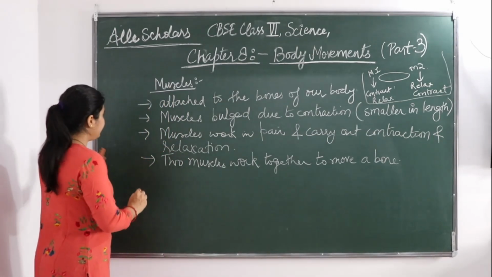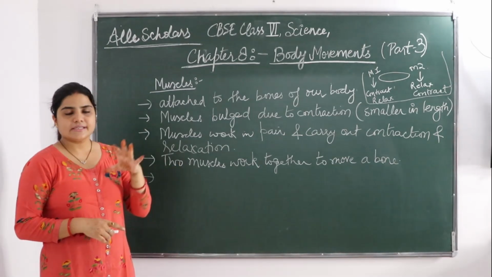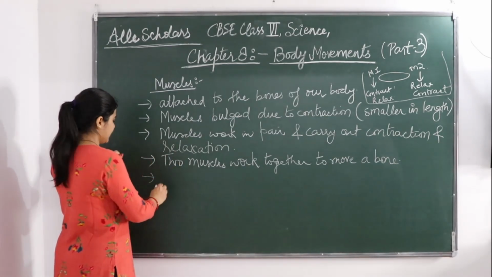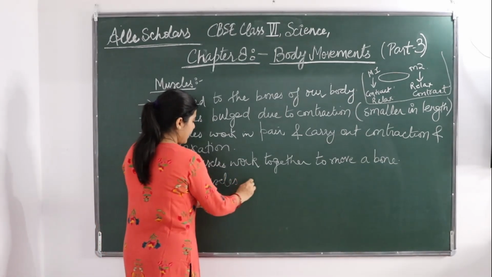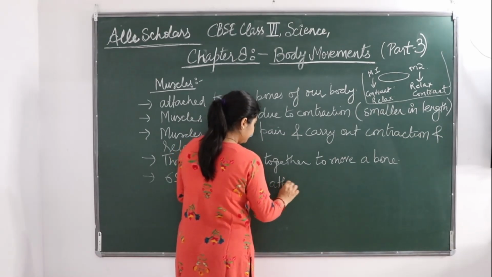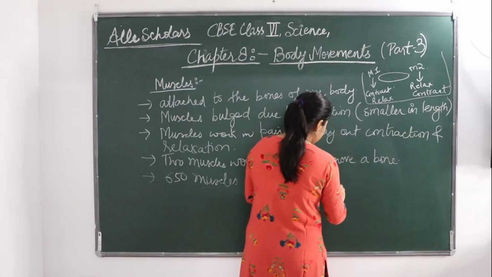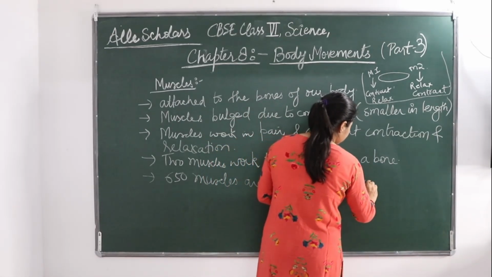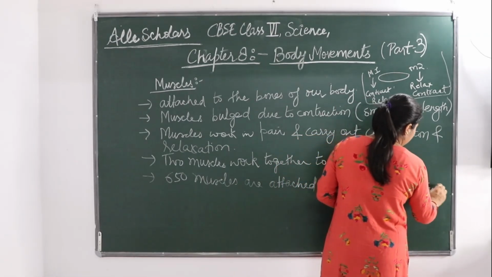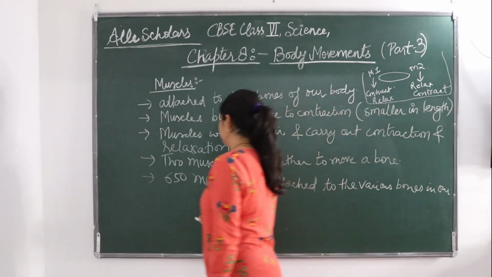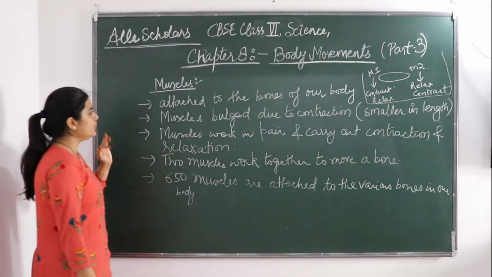Now if we talk about the number of muscles, there are 650 muscles attached to various bones in our body. How many muscles? 650 muscles are attached to the various bones in our body. So this was about muscles.